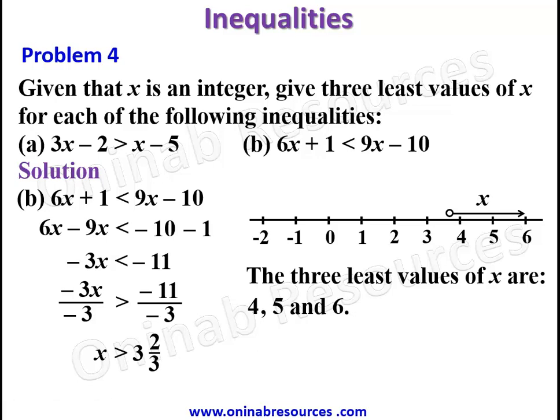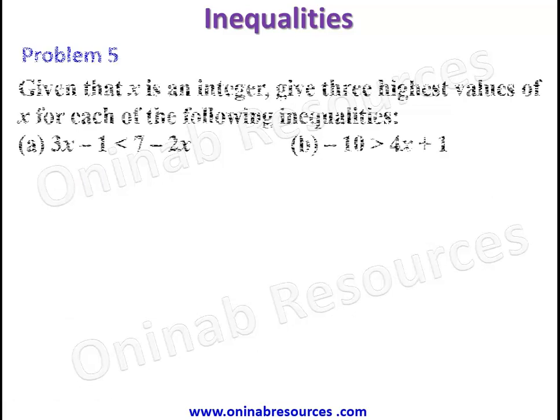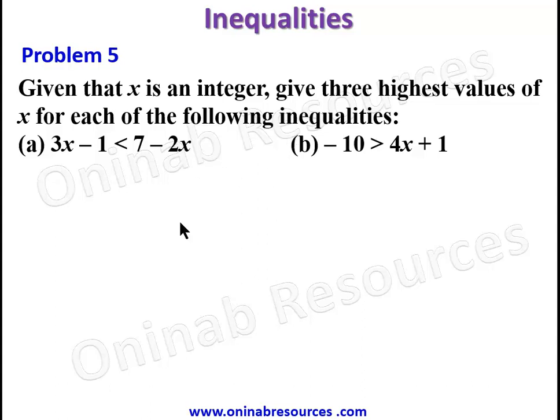This is the end of solution to problem 4. We go to problem 5. For problem 5, given that x is an integer, give 3 highest values of x for each of the following inequalities. We have a, 3x minus 1 less than 7 minus 2x, b, negative 10 greater than 4x plus 1.